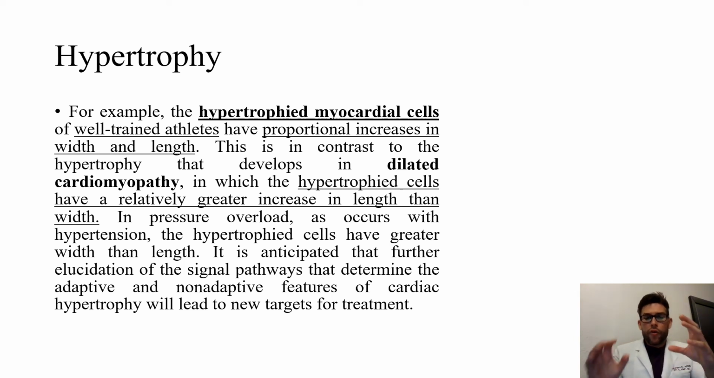Now, when you compare a hypertrophied myocardial cell of well-trained athletes that have an increase in size, you see their proportional increase in the width and the length is equal. Now, if you contrast that with the hypertrophy of somebody that has dilated cardiomyopathy, you will see that the hypertrophied cells have a greater increase in the length than in the width, and this leads to a heart that works less than a normal heart. This hypertrophy doesn't necessarily mean that the heart works better. On the contrary, it doesn't work the way it should.